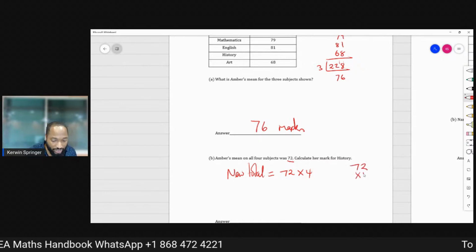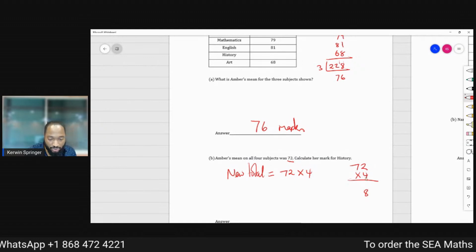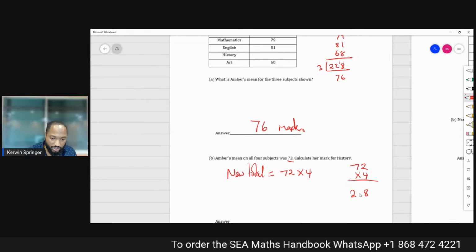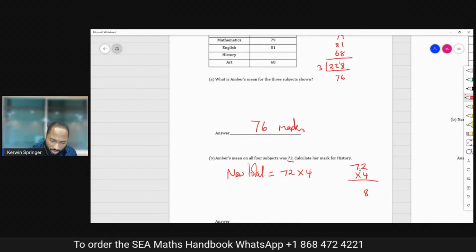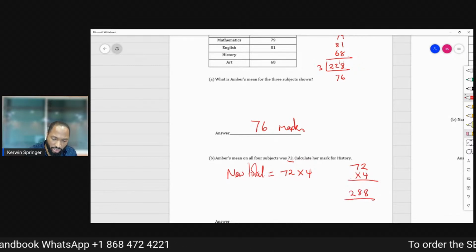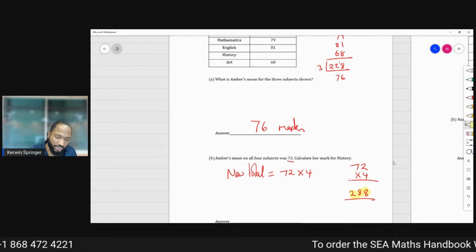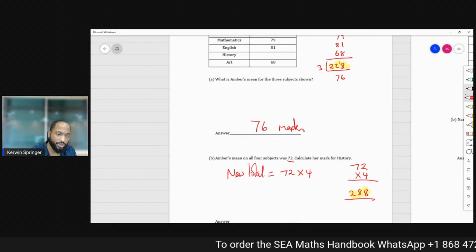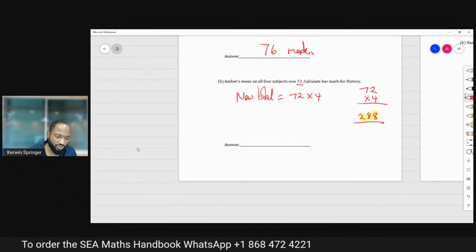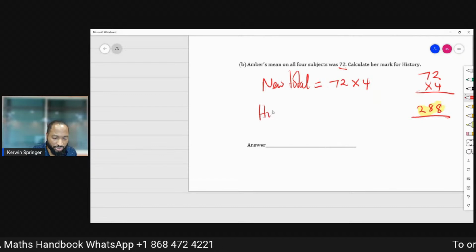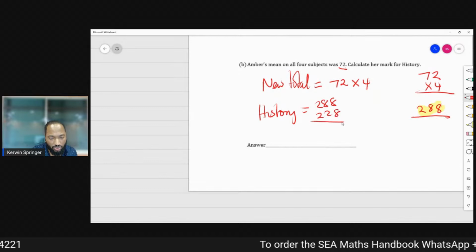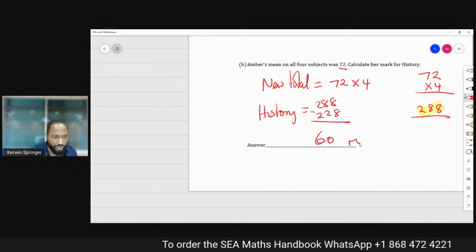This comes all the time, right? All the time. You also realize how many times this comes up when we're doing it. 4 by 2 is 8. 4 by 7 is 28. So yes, 288. So this is the new total. You all remember what the old total was? It's up here. So how much did Amber score in history? History would have to be the new total minus the old total, which is 60 marks.